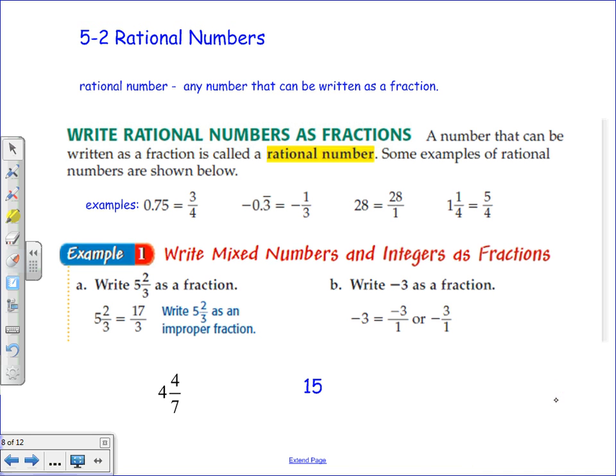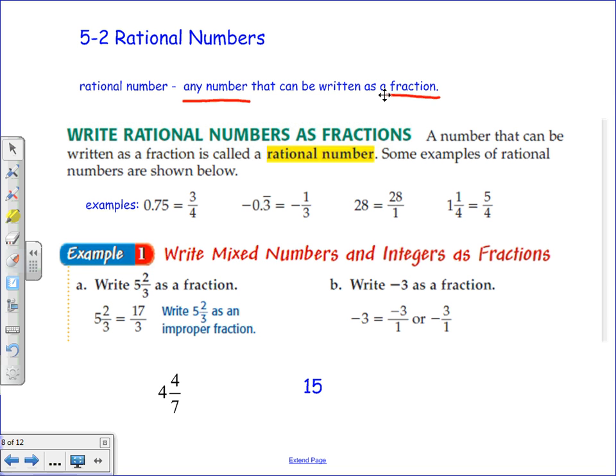Rational numbers, 5-2. This is the second section of Chapter 5, Rational numbers. Please write this definition down. A rational number is any number that can be written as a fraction. Any number that can be written as a fraction, all right?